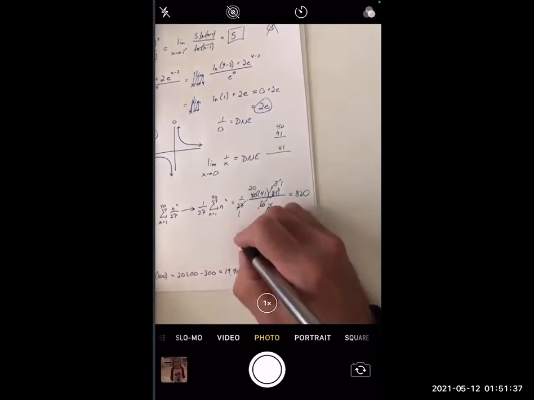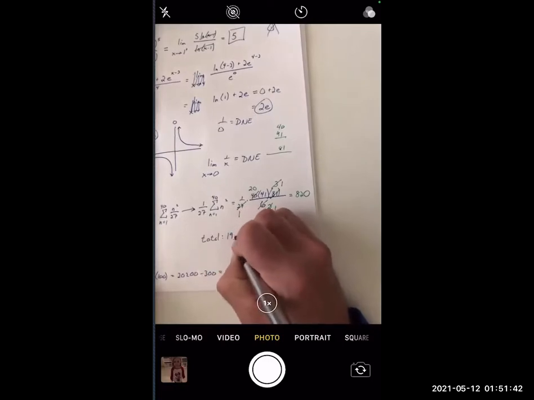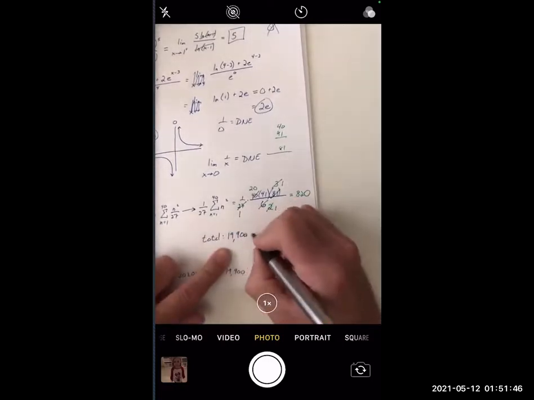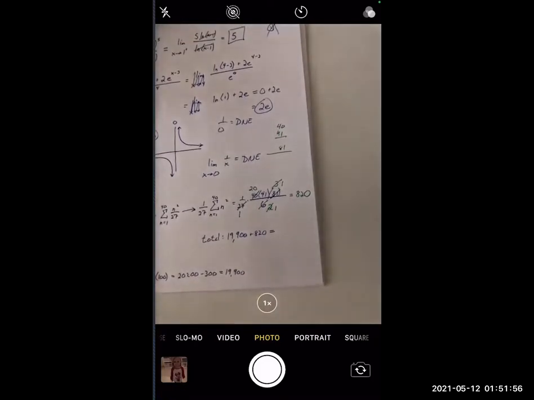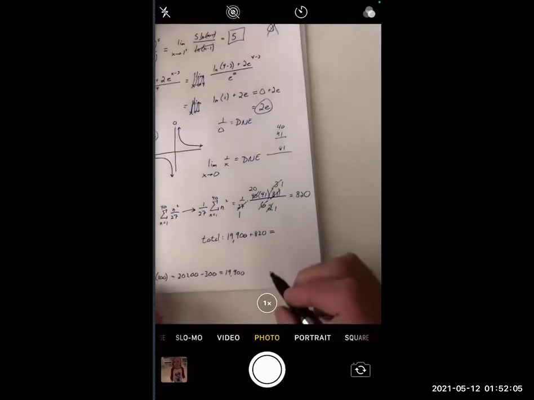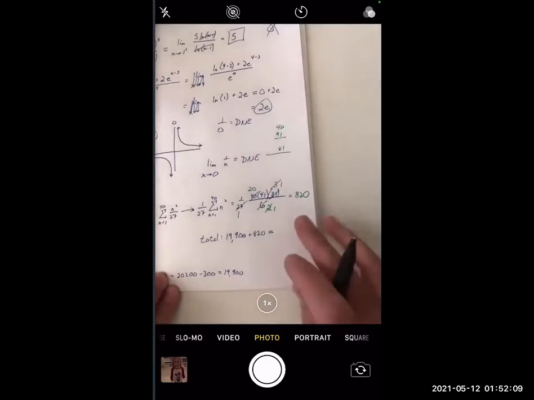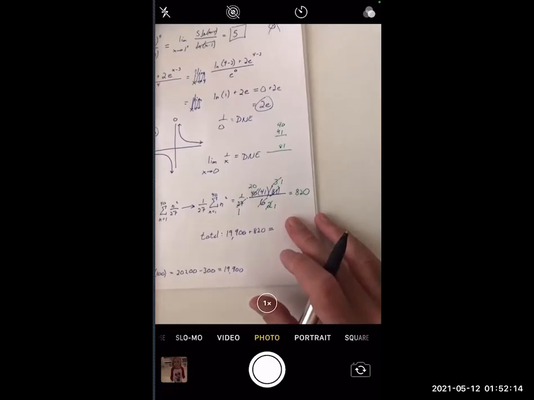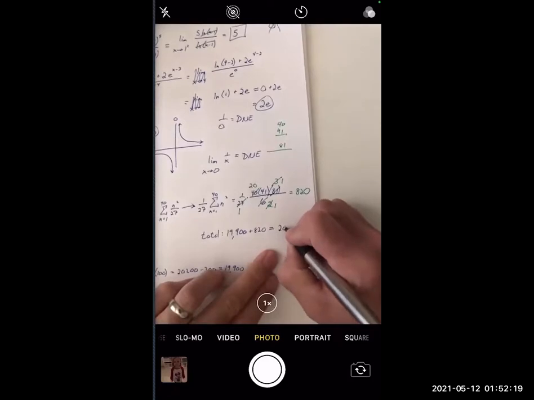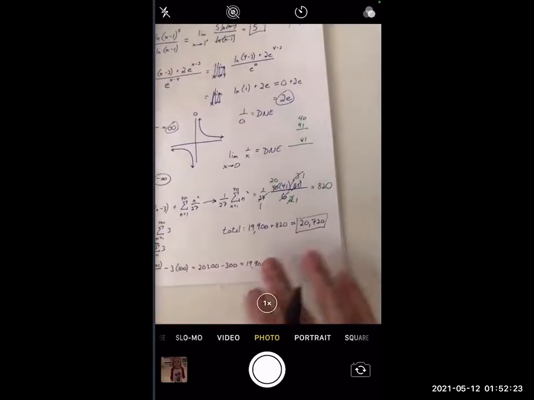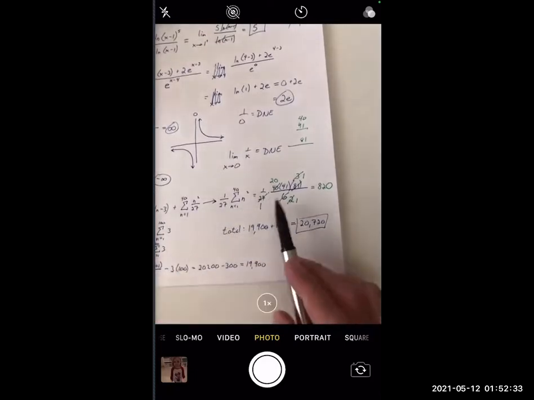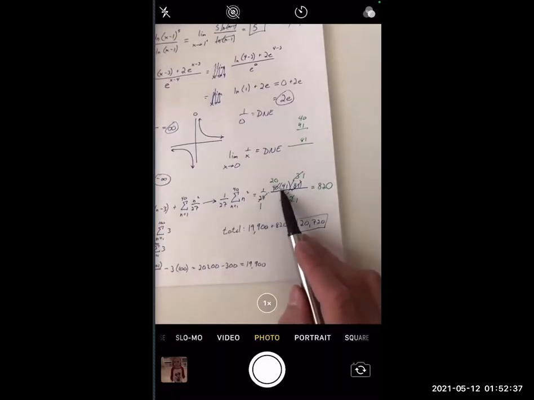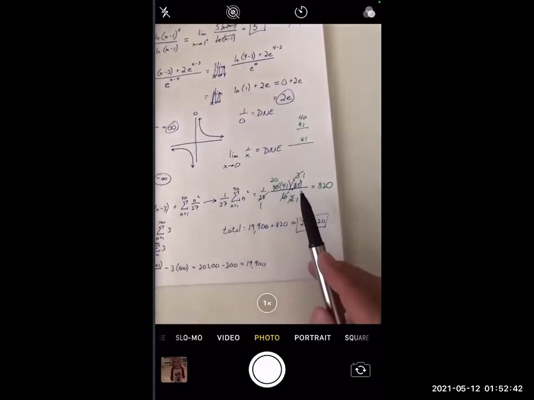So then for your final answer, let's get the total. Take the 19,900 and add it to the 820. And that'll spit out the right answer, which is 20,720. There you go. So the other versions, it was pretty similar. Like they had that denominator in there. So you can just pull the fraction out and then the same type of thing would happen. This number was going to go into one of these up here or a combo of two of them.